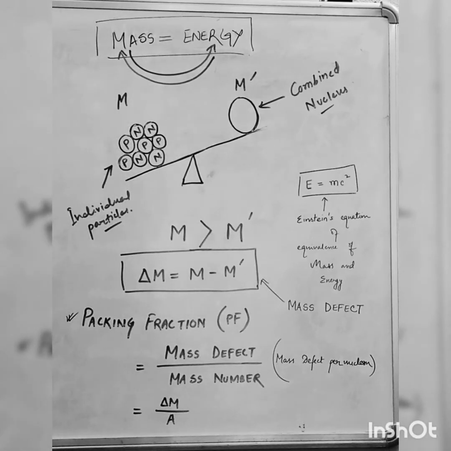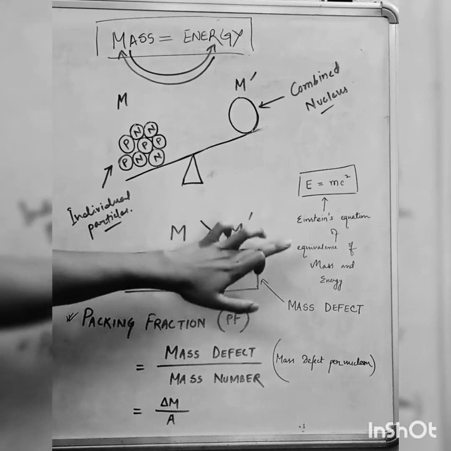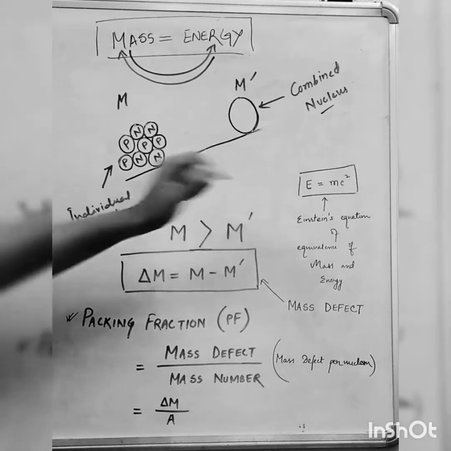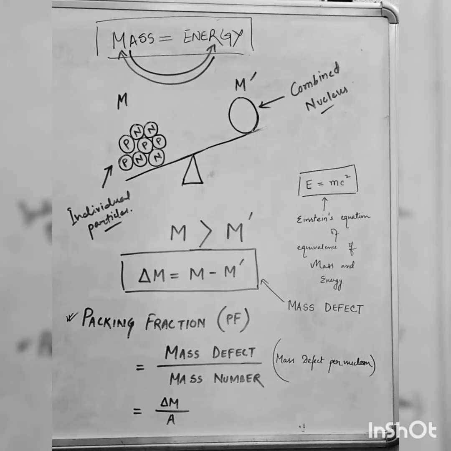And the equivalence between mass and energy is given by Einstein's famous equation of equivalence of mass and energy, which is E = mc², where E denotes energy, m is the rest mass of any particle, and c is the speed of light. So it is found that the mass of a stable nucleus is always less than the sum of the masses of its constituents, protons and neutrons in their free state.